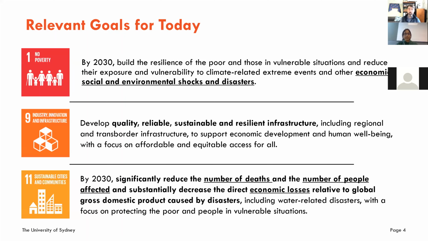Specifically, some of the ones we're going to be talking about today relate to the first goal, which is no poverty. There's a goal related to industry, innovation, and infrastructure, so ways in which we need to develop quality, reliable, and sustainable infrastructure globally. And then the one we're going to talk a lot about today, and look at some current research that we're doing, plugs into goal 11, which is focused specifically on reducing disaster losses globally.